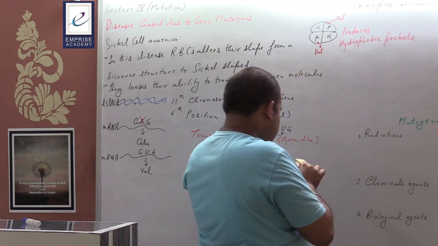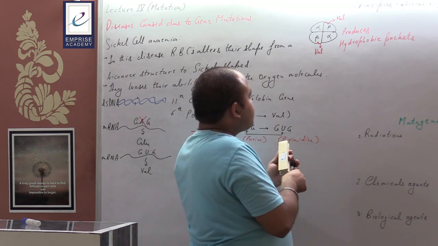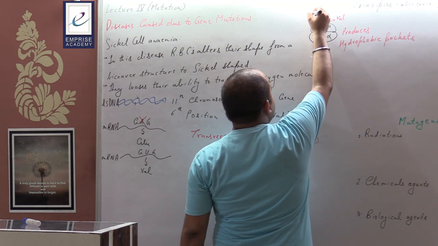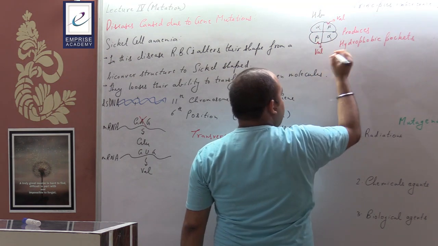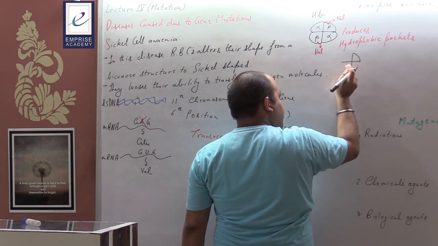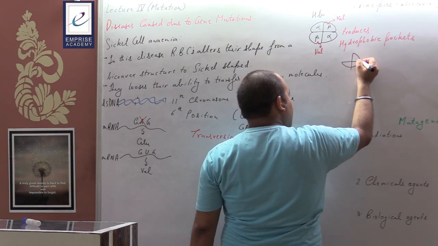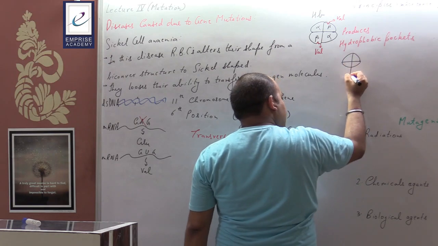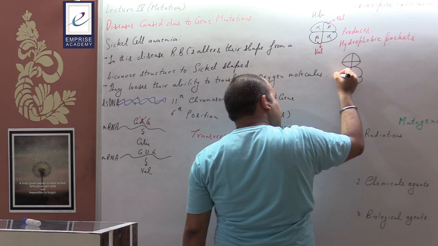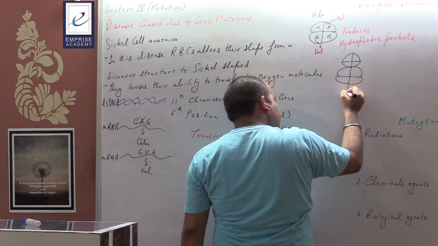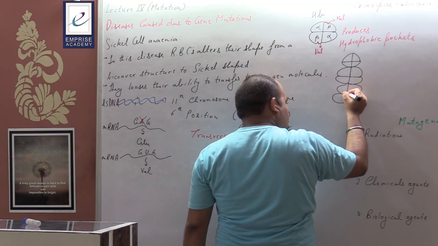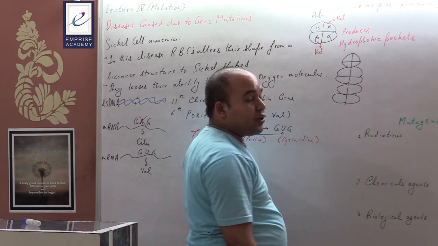This will cause this hemoglobin to be bound together. One hemoglobin molecule is going to bind with another hemoglobin molecule, and the other hemoglobin molecule will bind with a third hemoglobin molecule, and then a fourth. This will cause the interconversion of a globular protein into a fibrous structure.